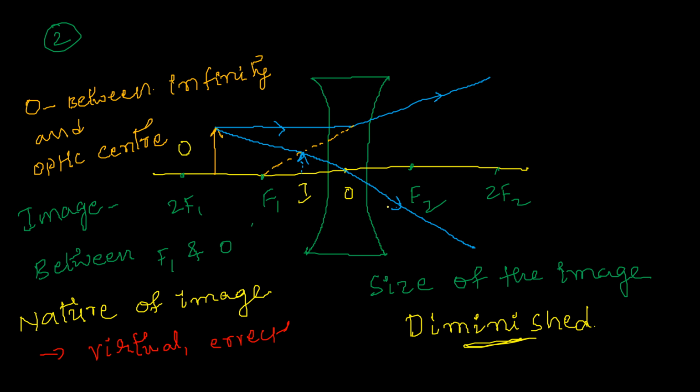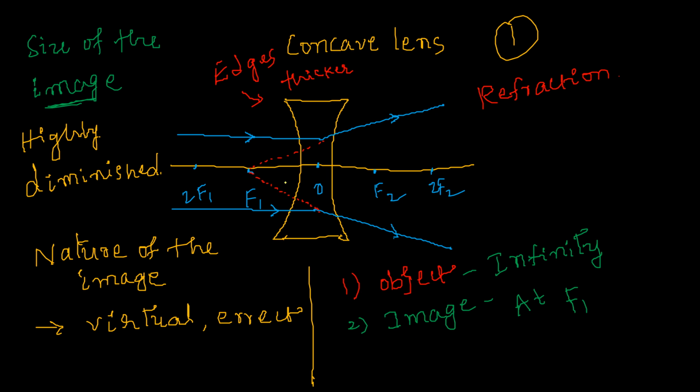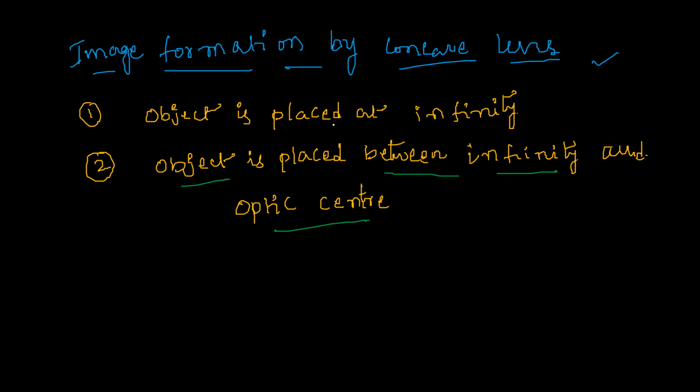So this is about the two image formations of a concave lens. These are the cases you have to remember. When the object is placed at infinity, the image is formed at F1. When the object is placed between infinity and optic center, the image will be formed between F1 and O.